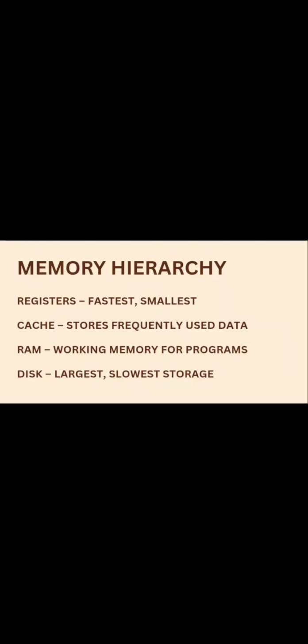Memory hierarchy. Memory is arranged in a hierarchy for efficiency. Registers are the fastest but very small, used by the CPU directly. Cache stores frequently accessed data to reduce delays. RAM is the main working memory where programs run. Disk is the slowest but provides large and cheap storage for long term use.